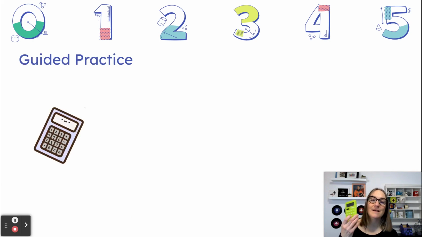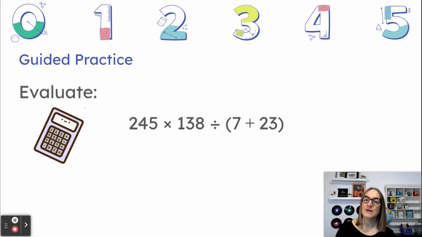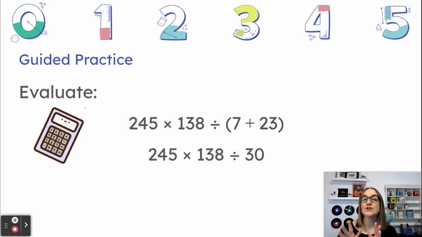Again, you are going to want to have your calculator handy for this. We start with the expression 245 times 138 divided by brackets 7 plus 23, close brackets. Now, pause the video, copy down this expression, and try to evaluate it by yourself. Okay, which operation did you do first? Now, again, we just have to remember BEDMAS. Brackets comes first, so we need to start with 7 plus 23 first. Now we have 2 operations left. 245 times 138 divided by 30. What order should we do these last 2 operations in?